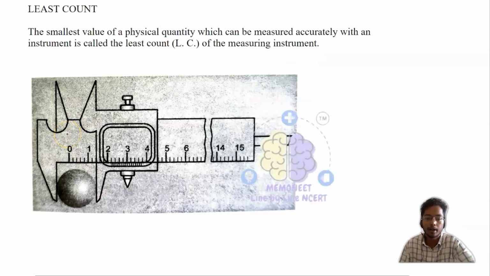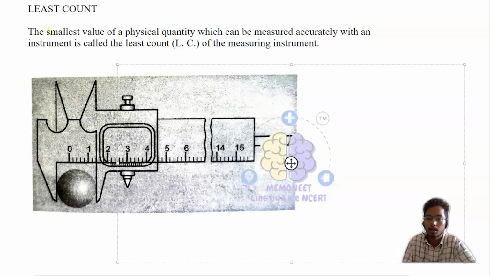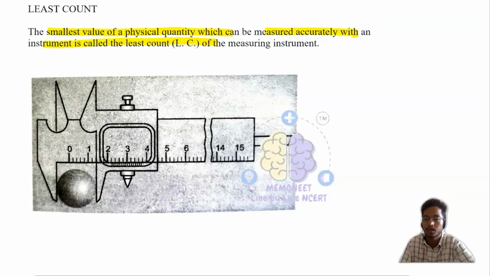We'll try to find out the least count. What is least count? The smallest value of a physical quantity which can be measured accurately with an instrument is called the least count of the measuring instrument. So this is an instrument, that is a vernier scale instrument. These have two values, one is the main scale reading, let's say its unit is m, and the vernier scale, let's say, which has unit v.